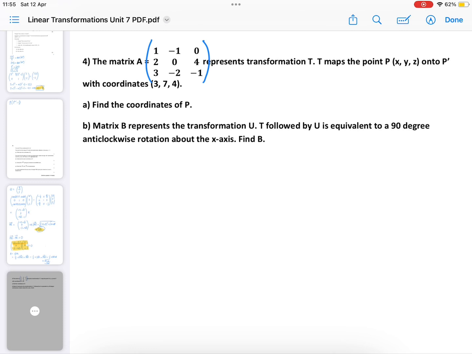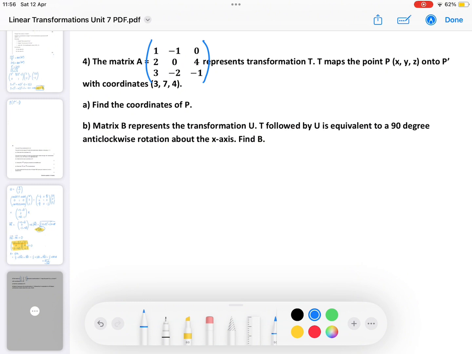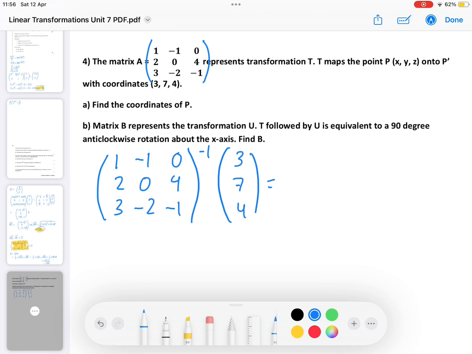On to the last question now. So we've been given a matrix which represents the transformation T, and T maps the point x, y, z onto P prime, and P prime has coordinates 3, 7, 4, and we need to find the coordinates of P. And for that, we're going to use inverse matrices. So we're going to use the inverse of this matrix. So I denote that to the -1, and you can use your calculator here because there's no algebra, and multiply that by 374, and that will give x, y, z.